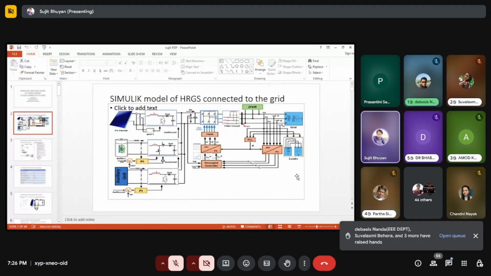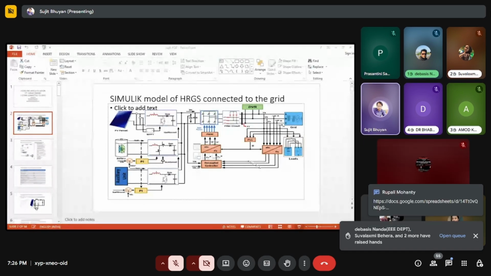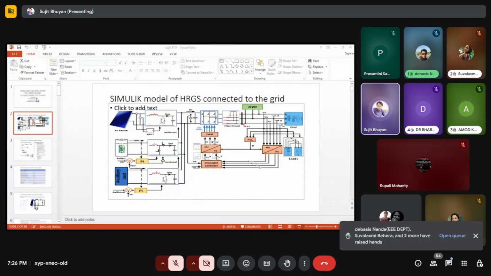Yes, sir. Okay, see, this is the overall simulation model that we have designed and I have worked on. Here there is a PV panel, and across the PV panel I have used a boost converter. I think everybody has knowledge about the boost converter. Its principle is that it converts low DC to high DC, just as a step-up transformer converts low AC to high AC. The boost converter does this in the DC case.